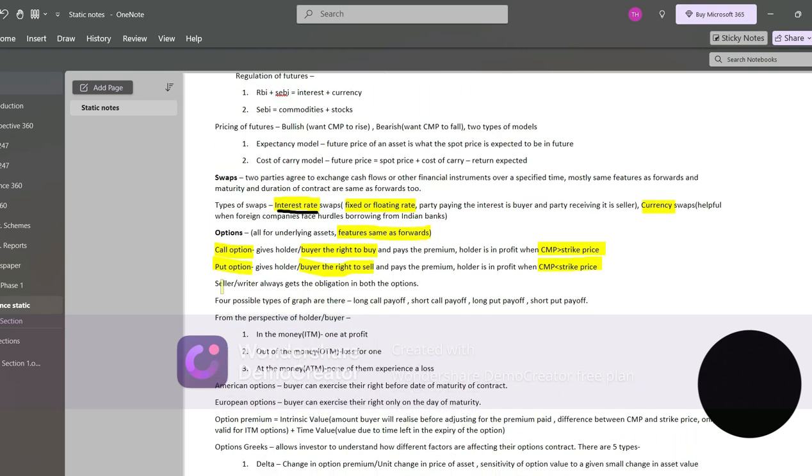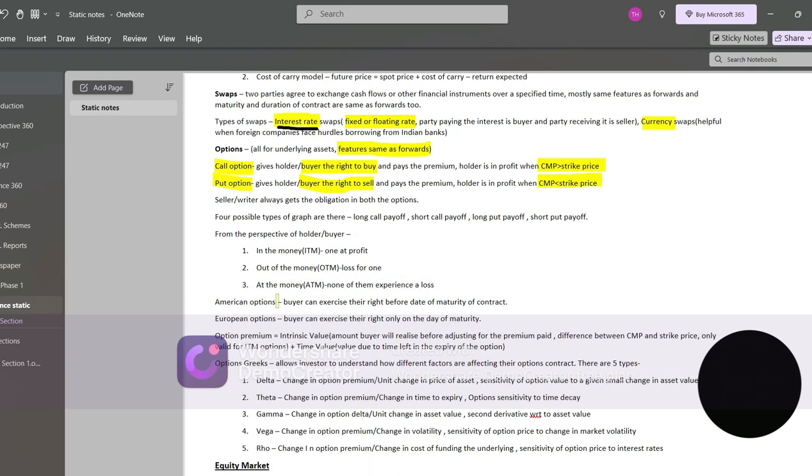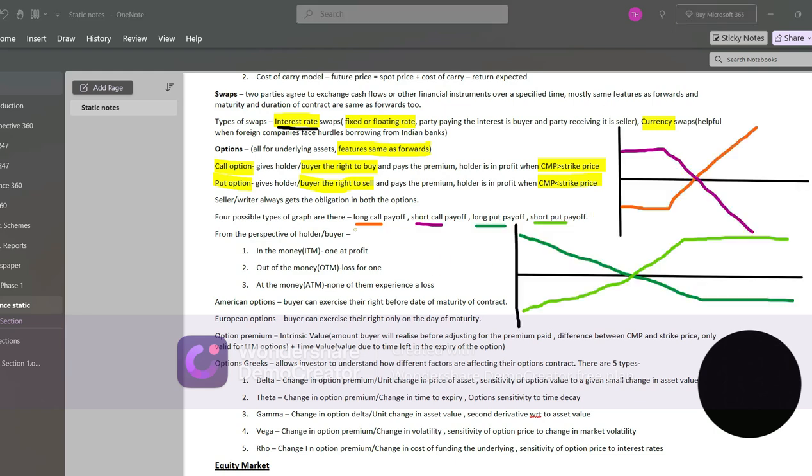And the profit of the seller in both these cases will be the premium only, the maximum profit of the seller will be the premium. Now there are four types of possible graphs: long call payoff, short call payoff, long put payoff, and short put payoff. We will understand each one of these in detail. Okay, so these are the graphs.